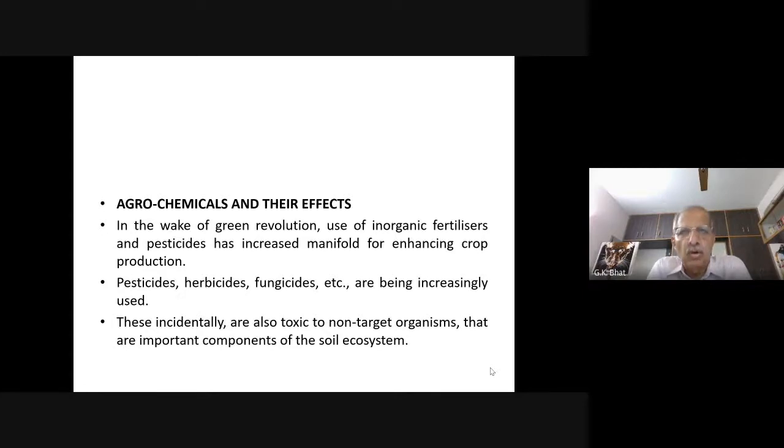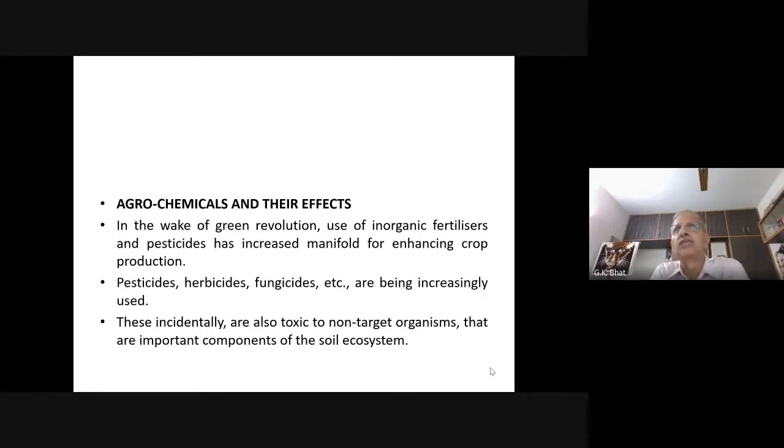So to see that our crops are not damaged by these insects or by fungi, we were extensively using these insecticides, pesticides, fungicides, etc. Pesticides to get rid of unwanted creature, what you call pest. Herbicides to get rid of unwanted herbs. Fungicides to get rid of unwanted fungal members, etc., are being increasingly used. These incidentally, you must remember, are also toxic.